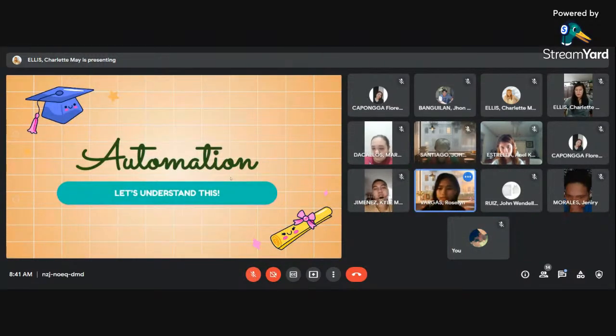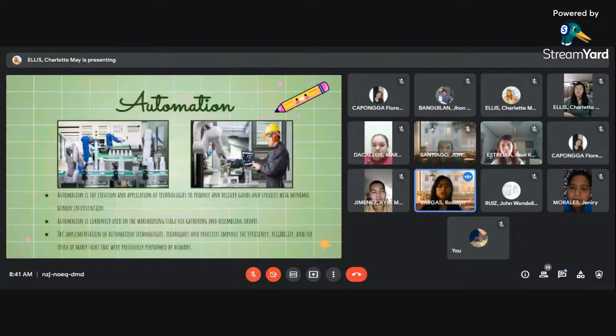Automation. Next po, next slide. Automation is the creation and application of technologies to produce and deliver goods and services with minimal human intervention. So from the word itself po, automatic.